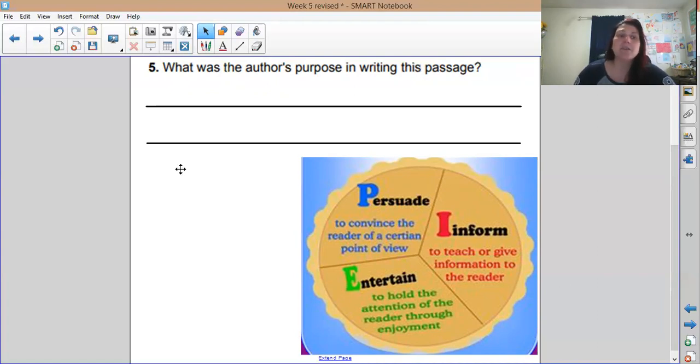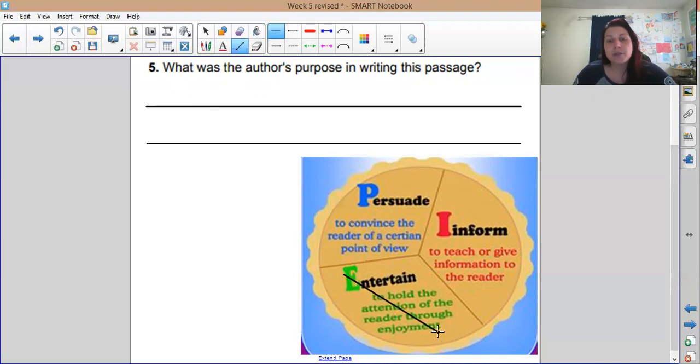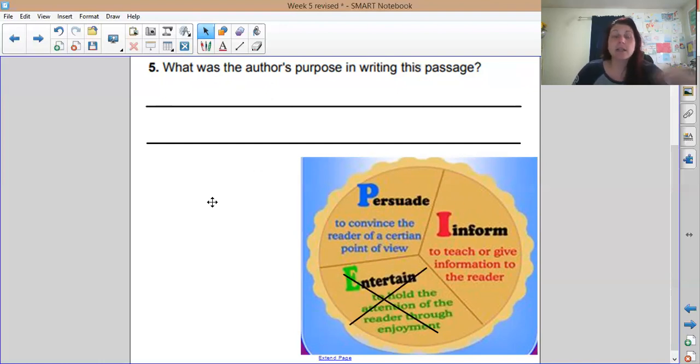So I'm going to leave you to answer number 5 on your own. I think we can all agree that it was not a fictional story, so we do not need to use entertain. So go ahead and tell me if it's persuade or inform. And this is going to get you in gear for tomorrow's reading passage that you are going to do on your own. So I'm going to stop that here.